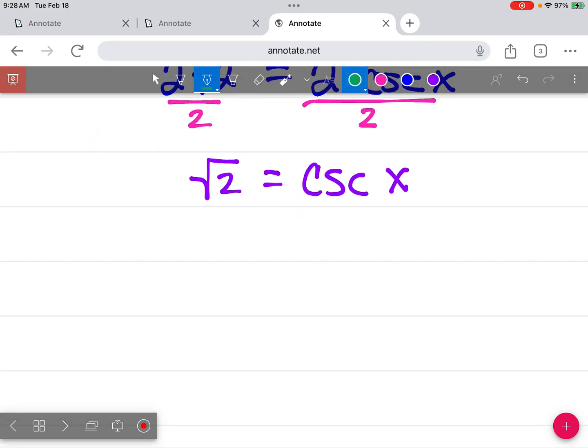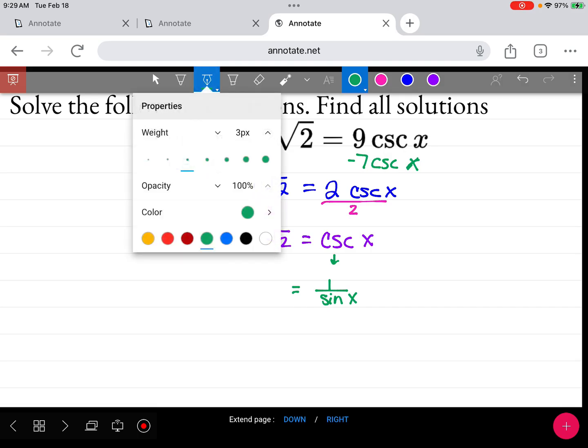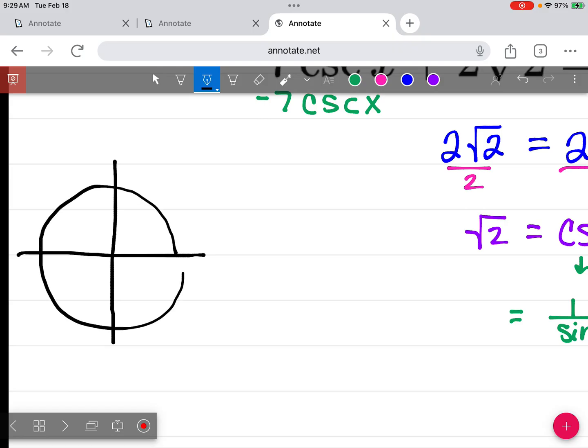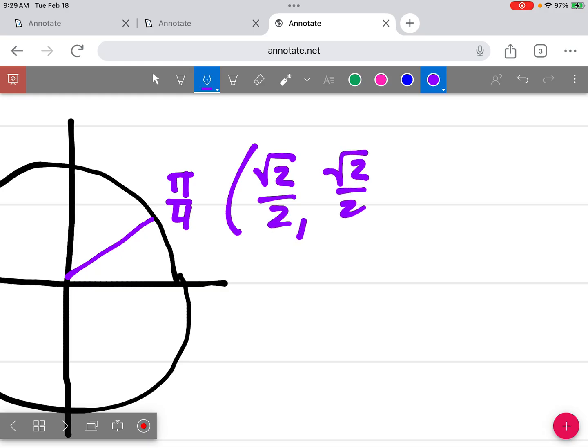So remember that our cosecant is the same thing as 1 over sine of x. So we're going to look at our sines and see if we can figure out where that's going to be. Think about our unit circle. If we think about pi over 4, that's when we have square root of 2 over 2, square root of 2 over 2.